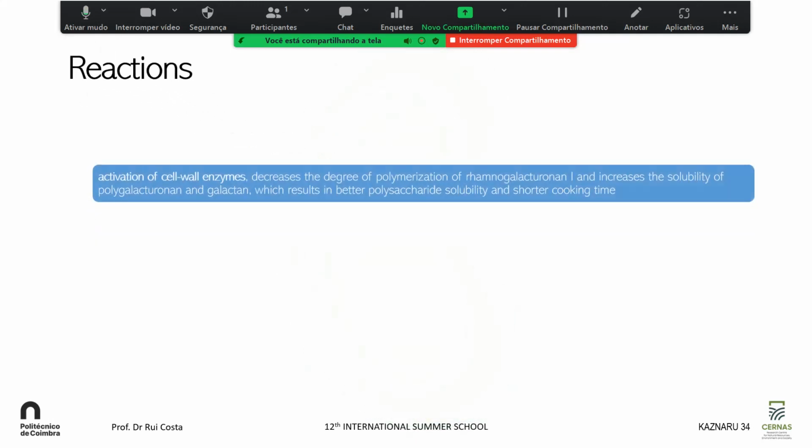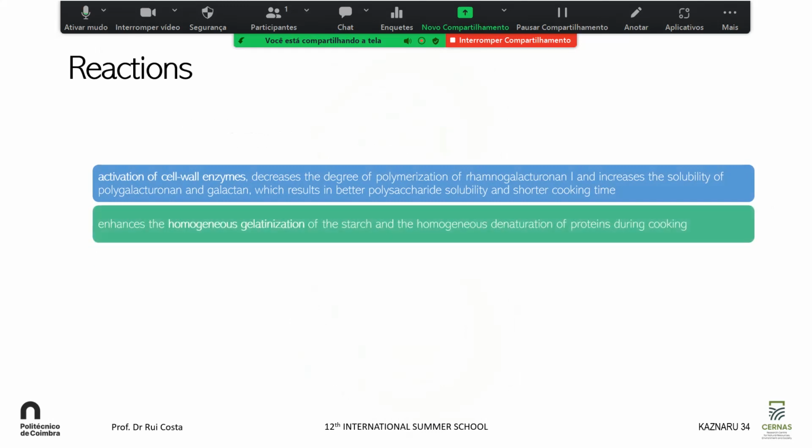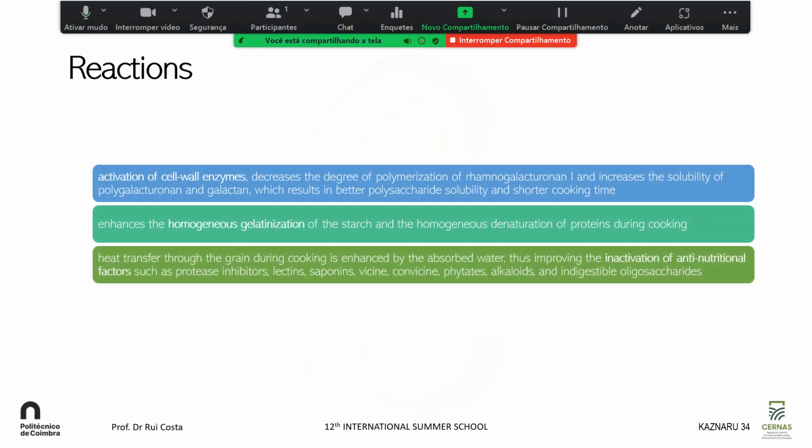What kind of reactions can we see? After hydration, activation of cell wall enzymes that results in better polysaccharide solubility and shorter cooking time. A more homogeneous gelatinization of the starch and the denaturation of proteins during cooking. The heat transfer is enhanced, and also the inactivation of these anti-nutritional compounds. Also, it's something that can happen.